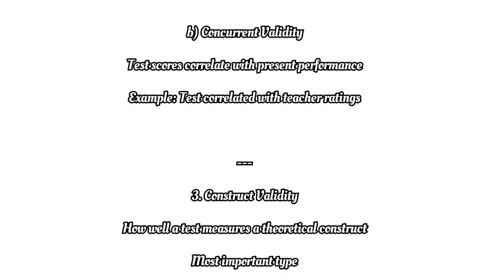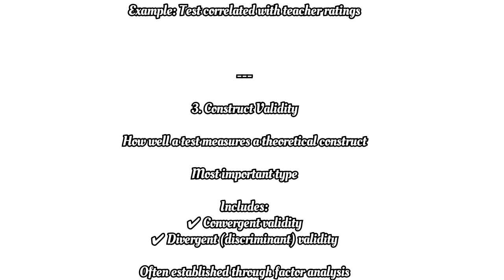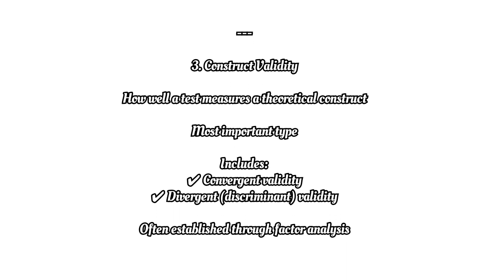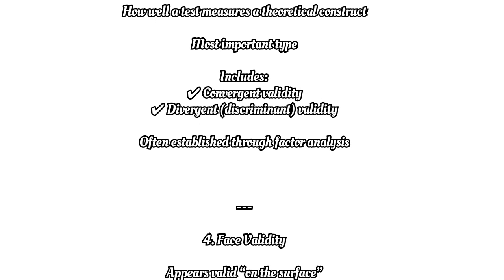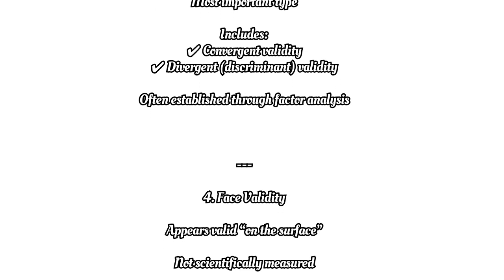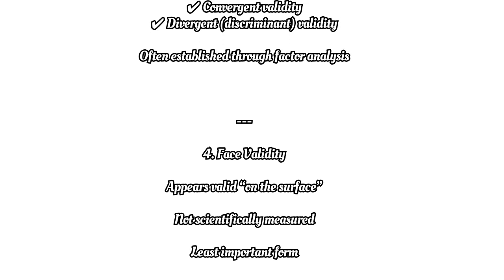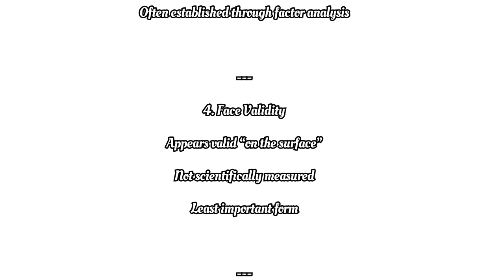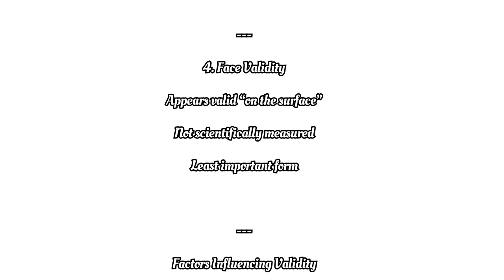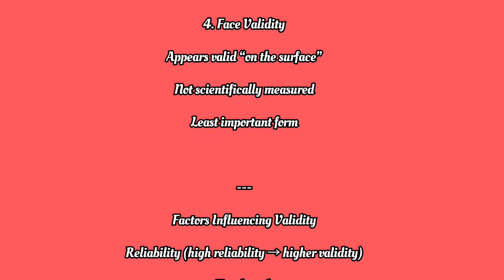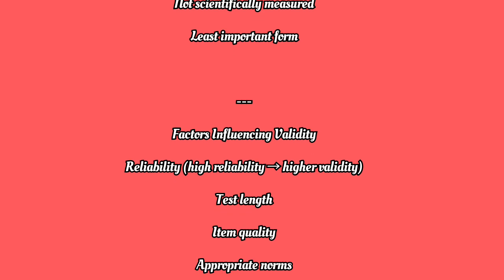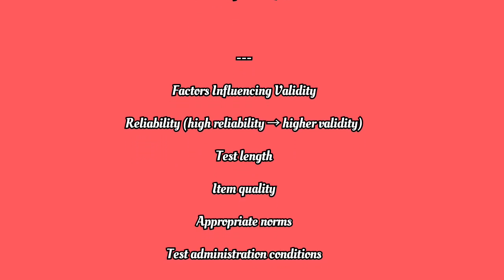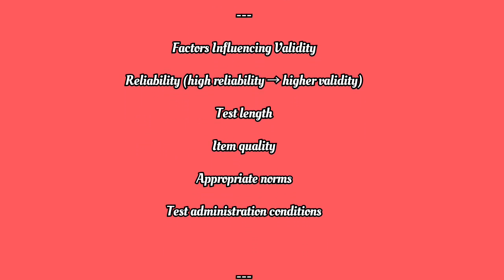Third, construct validity: how well a test measures a theoretical construct. Most important type. It includes convergent validity and divergent validity, often established through factor analysis. Fourth is face validity: appears valid on the surface, not scientifically measured, the least important form. Factors influencing validity: reliability, where higher reliability leads to higher validity, test length, item quality, appropriate norms, and test administration conditions.